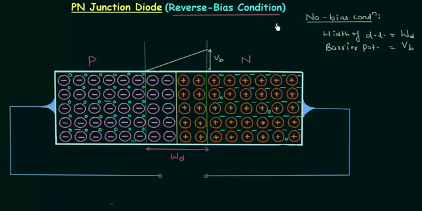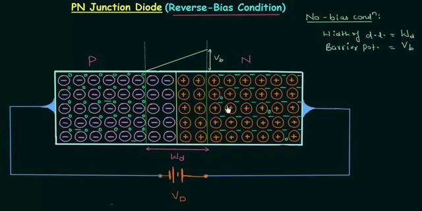Now we will move to reverse bias condition, and we will connect negative terminal of the battery to the P side and positive terminal of the battery to the N side. So let's do it quickly. This is the negative terminal of the battery and this is the positive terminal, and we will connect positive terminal to the N side. Now this is the reverse bias condition of PN junction diode, and let's say the reverse bias potential is equal to VD.